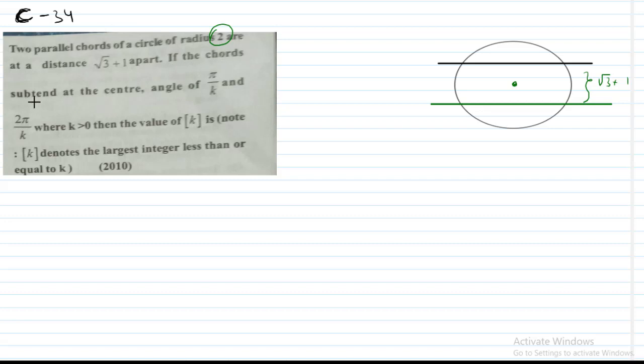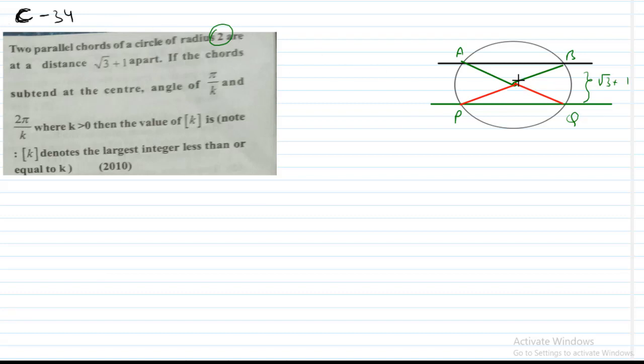If the chords subtend at the center angles of pi by k and 2 pi by k, where k is greater than 0. For example, I want to name the chords as AB and PQ. AB chord, this is PQ chord. Join A and center, B and center. Join P and center, join center and Q.